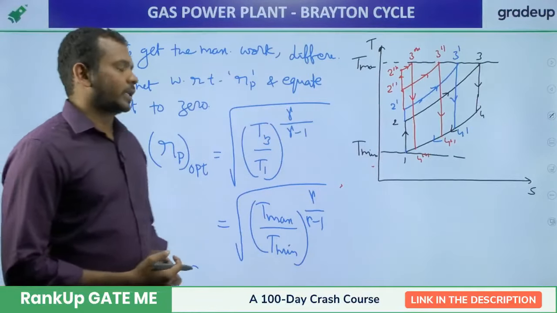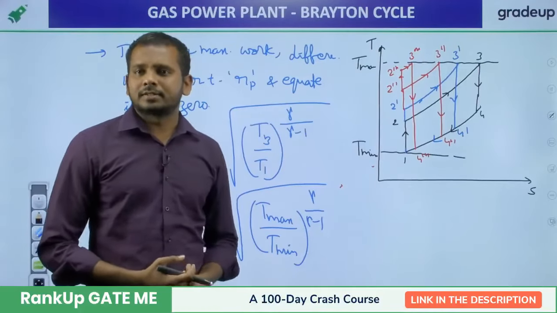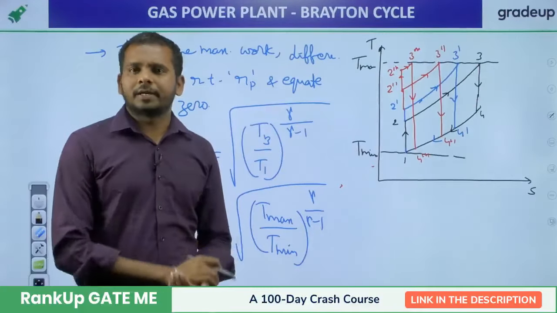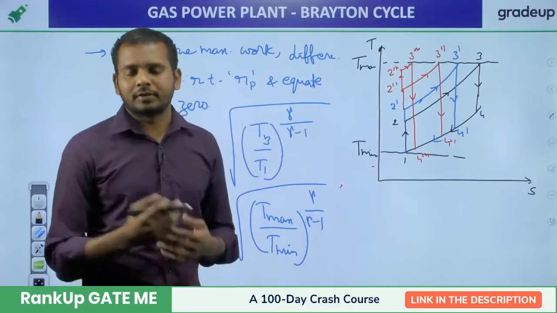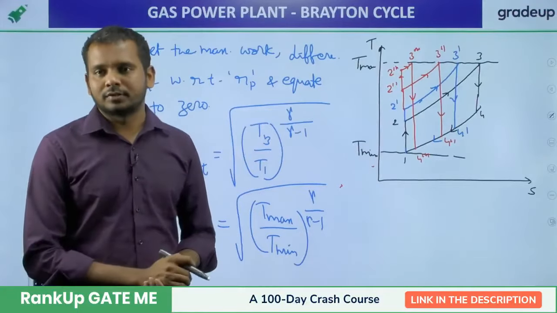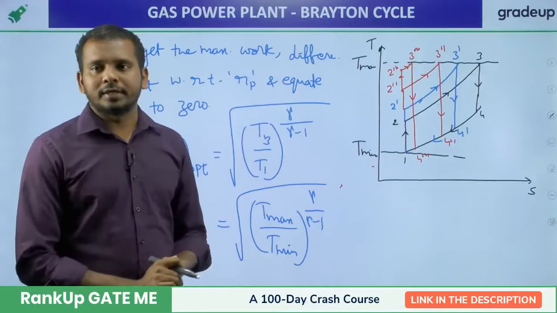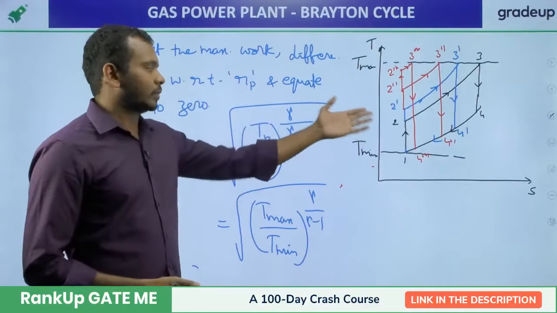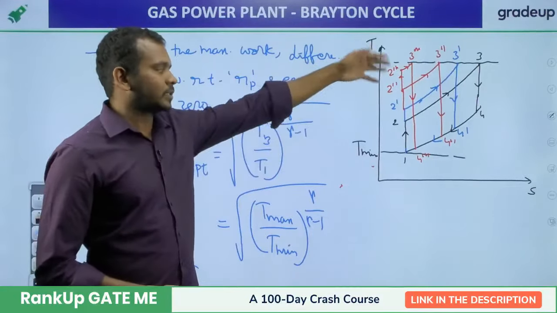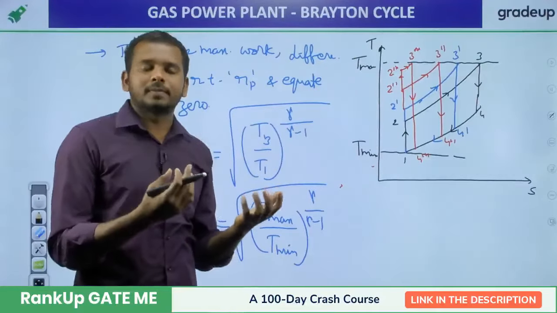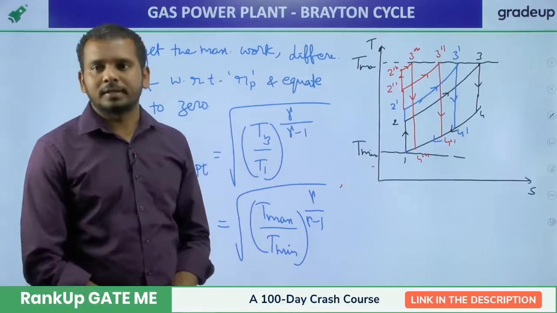So the network output decreases while the efficiency increases. It does not depend on just network output, right? It depends on network output and heat transfer. So it depends on both parameters. If it is showing the network output decreasing and efficiency increasing, it means for less heat supplied we are getting more work. That is the meaning.